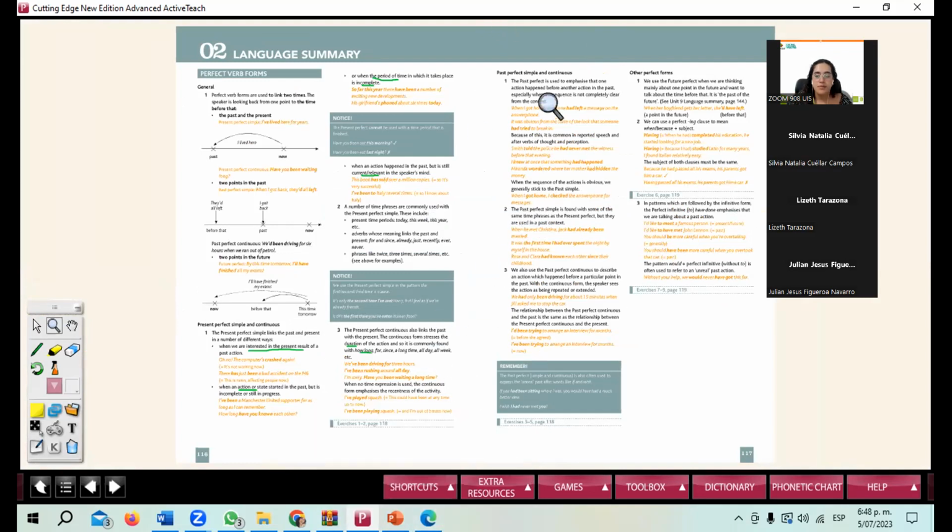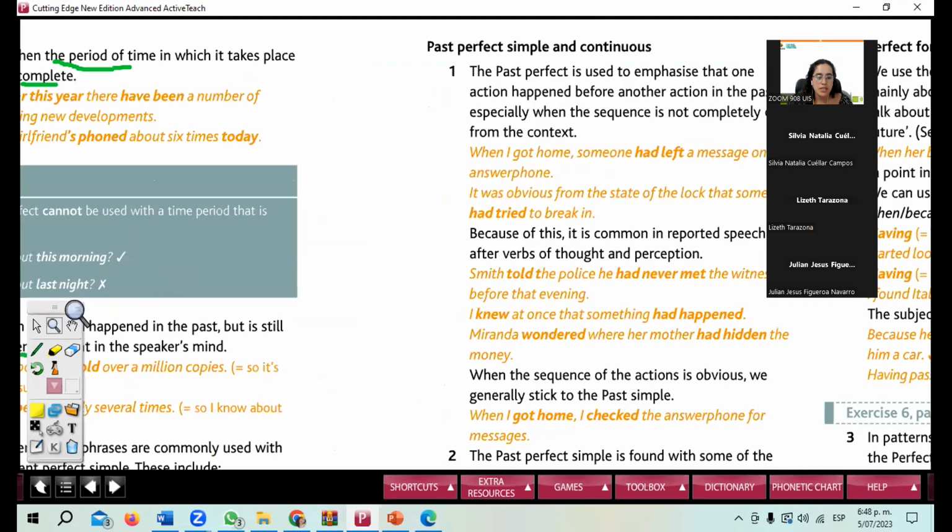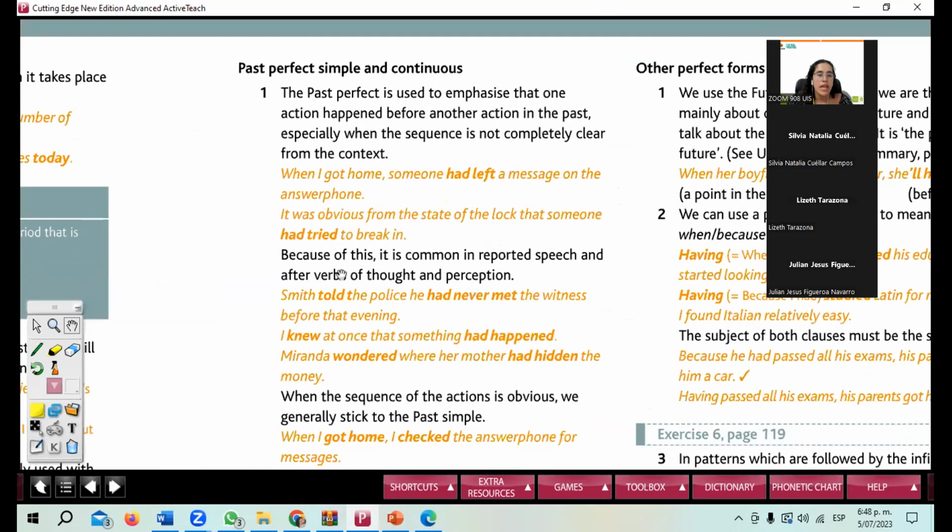Yes, teacher. Okay, perfect. Okay, now let's see the past. Okay, the past forms. When do we use the past perfect forms? We use it to emphasize that one action happened before another action in the past. Okay, when I got home, someone had left a message on the answer phone. So, an action that happened before another in the past.